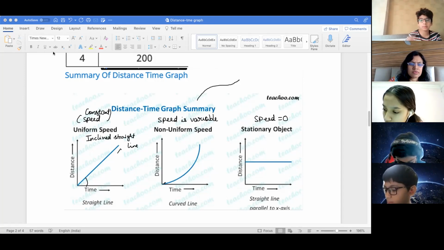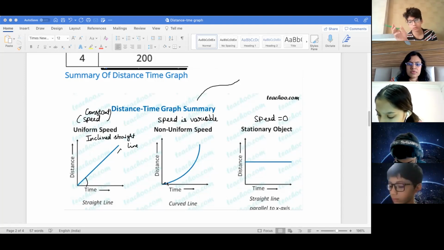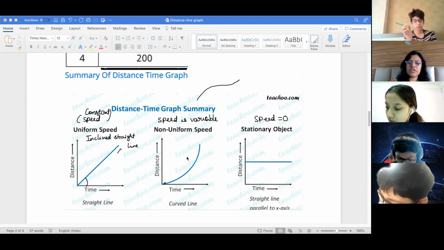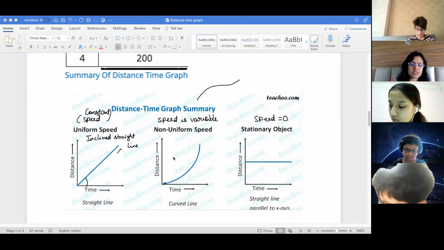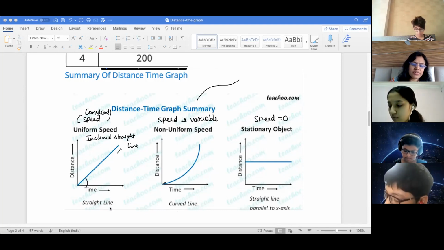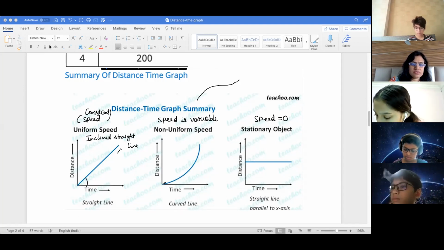Ma'am, but what is the name of the other 2 graphs? Ma'am, like this is inclined straight line, then what are the others? This is a curved line written over here, na? Curved line, straight line parallel to x-axis. Here it is only written straight line. So to clarify it, I have written inclined straight line. Ma'am, can we write for the last one? Can we write horizontal straight line? You can write that also. Same thing.